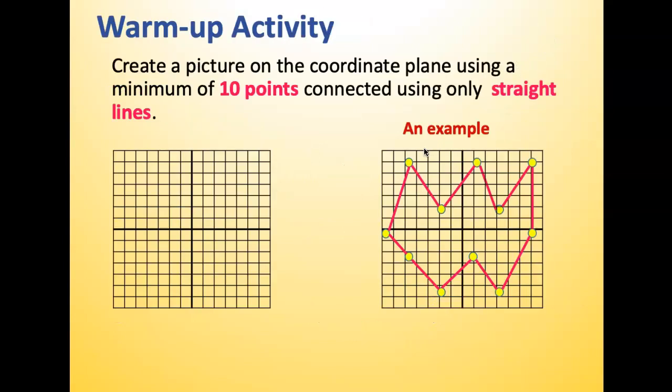Okay, so to begin, get a graph paper or download the resource materials that I have shared with you. What you need to do is create or draw a picture in your graph paper using a minimum of 10 points and then connect these points so that you will get around 5 or more straight lines. Okay? Pause the video and do the activity. I have an example here at the right side.